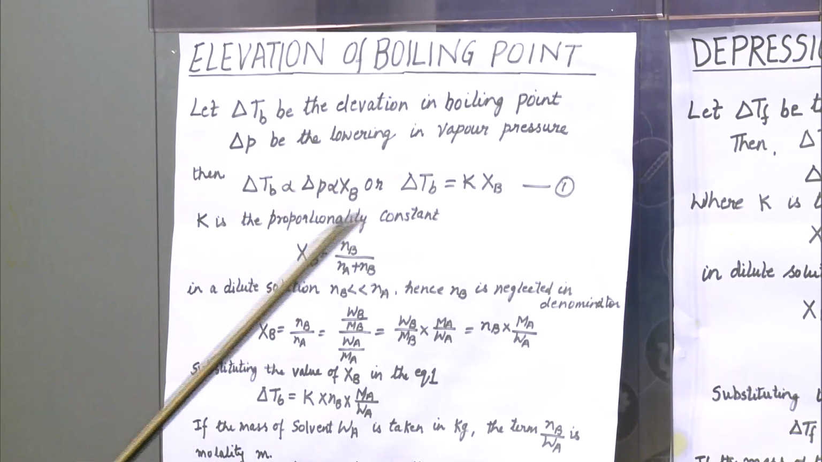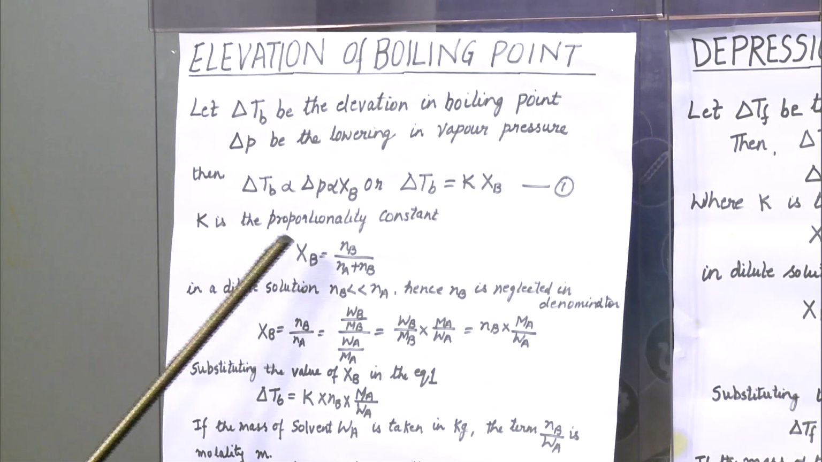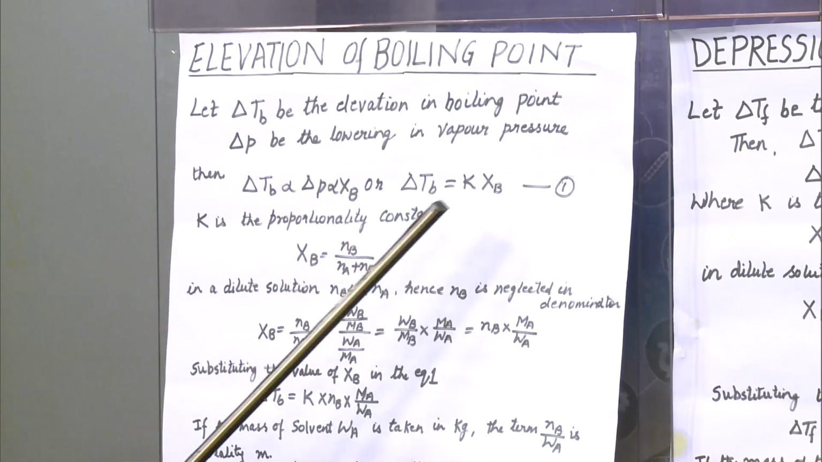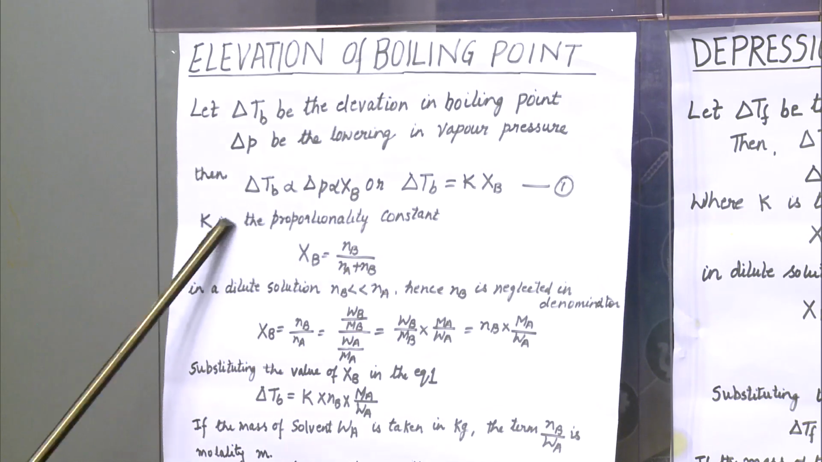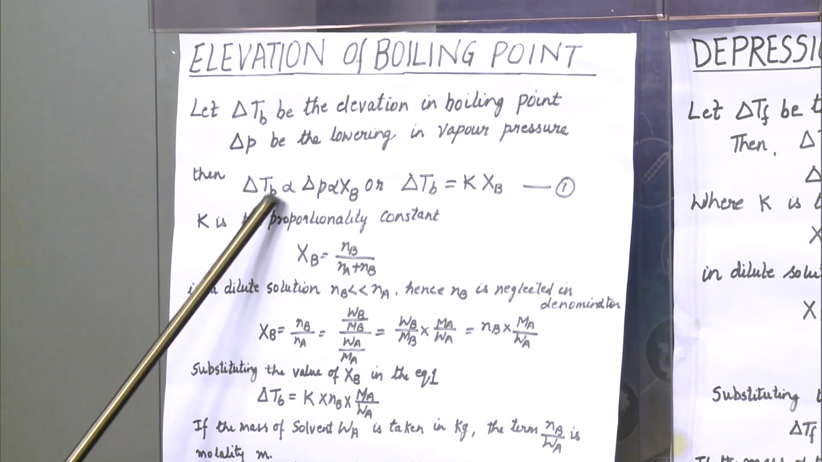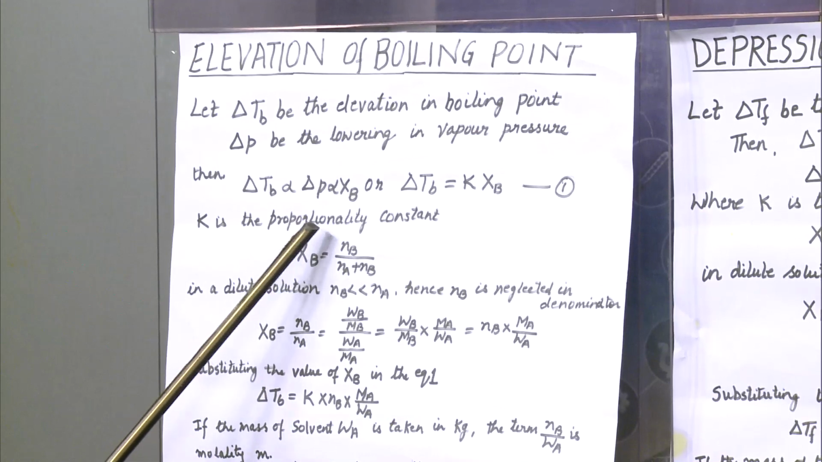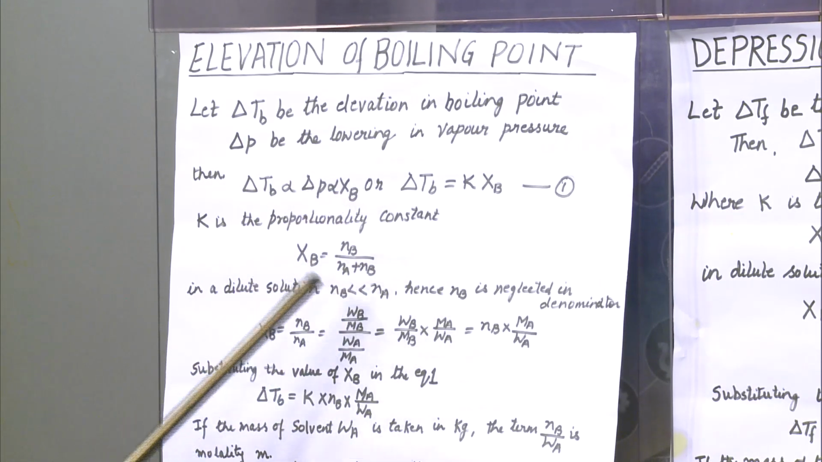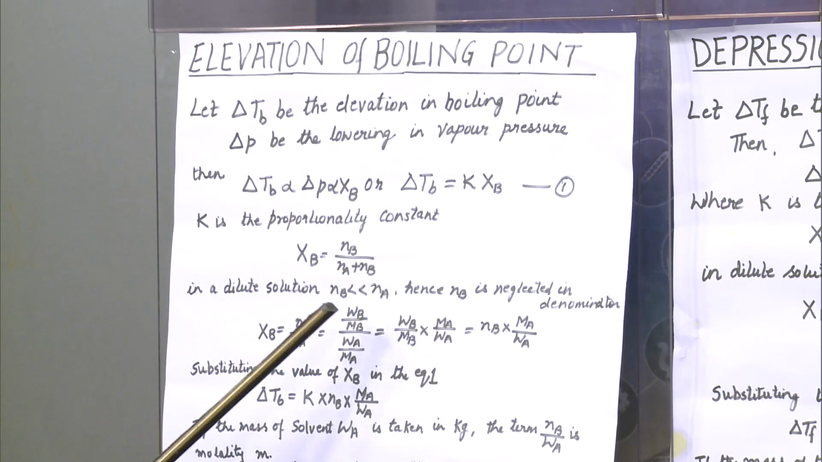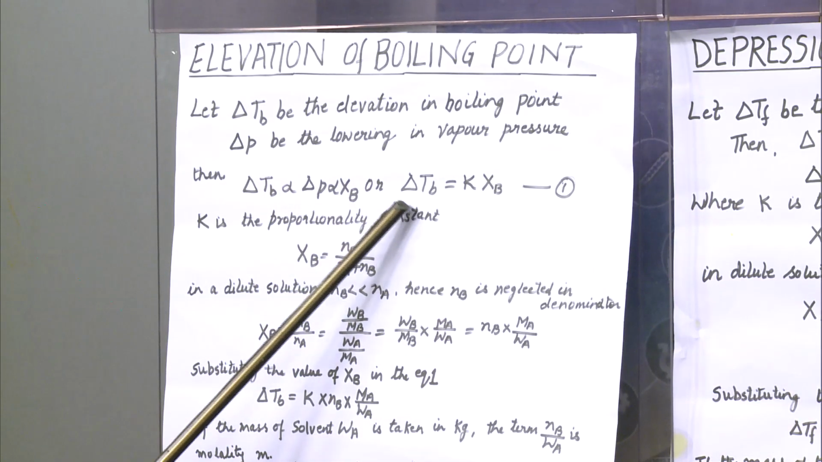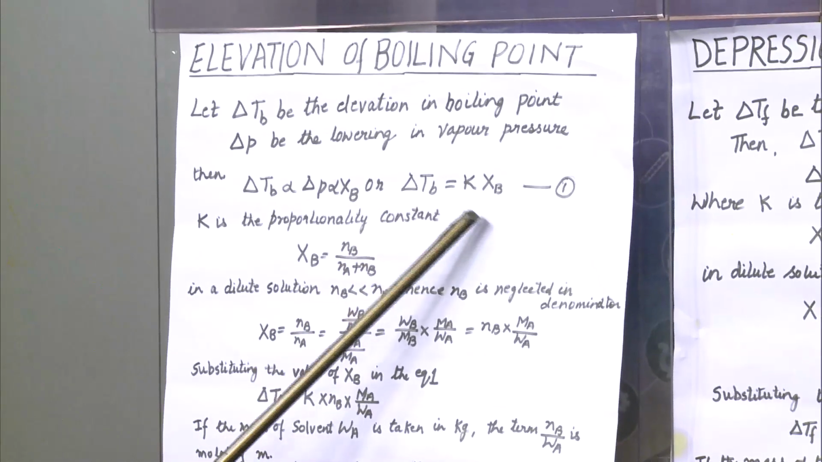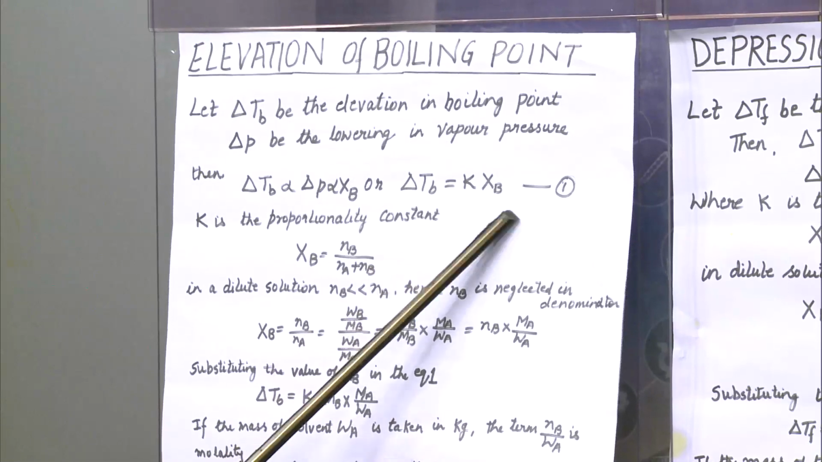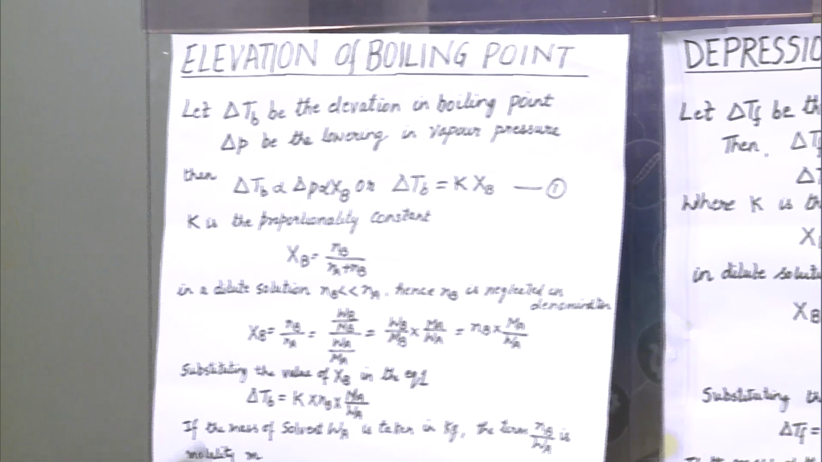Elevation of boiling point. Let delta T be the elevation in boiling point, delta P be the lowering in vapor pressure. Then delta T is directly proportional to delta P, because this lowering in vapor pressure is directly proportional to the elevation in boiling point. So, we can simply write delta Tb is equal to K into Xb. Now, K is a proportionality constant. Let us take this as equation 1.